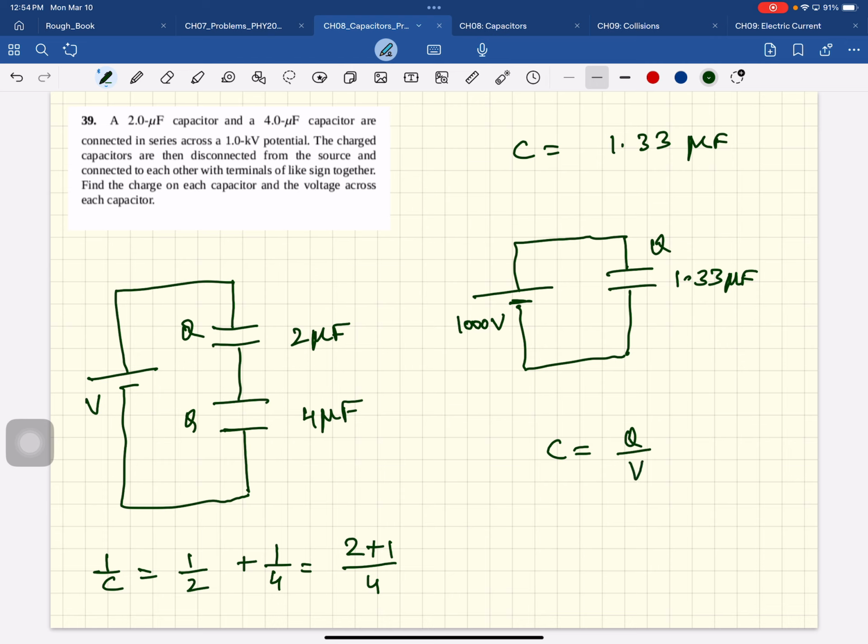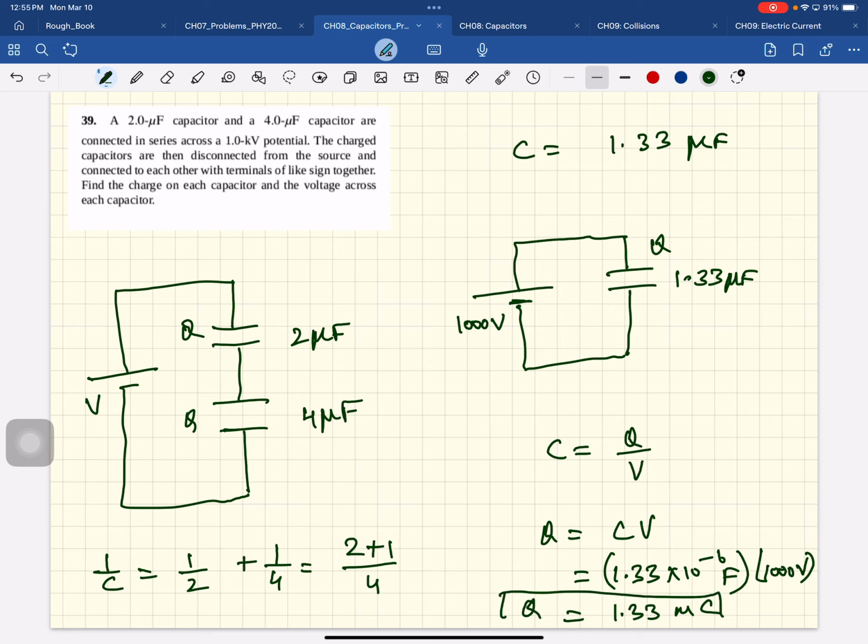That's how charge, voltage, and capacitances are related. So Q is C times V, 1.33 microfarads times 1,000 volts. So, and that's farad times volts is a coulomb, and that's millicoulombs. All right, so now we found the charge on each one of them.